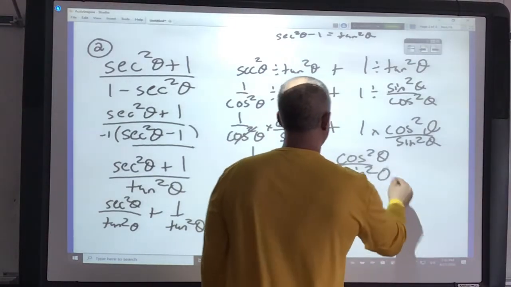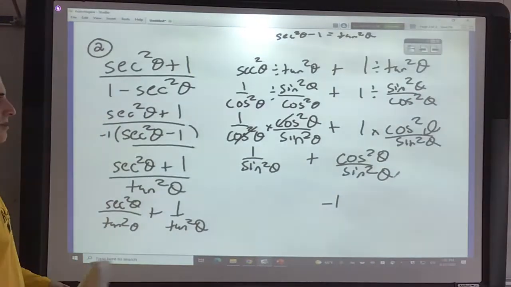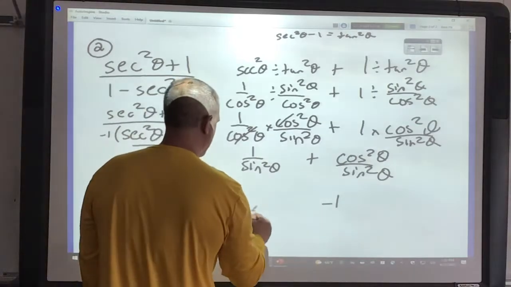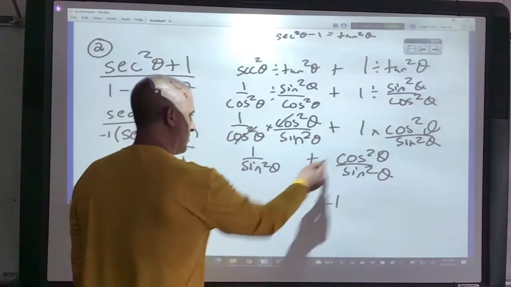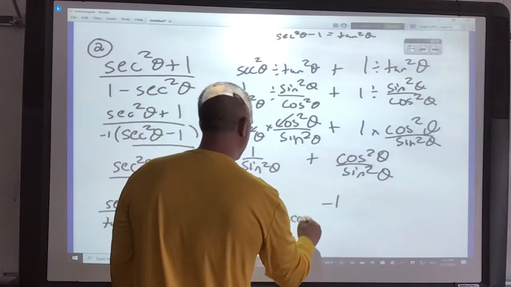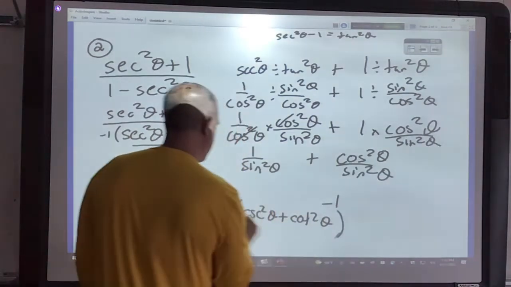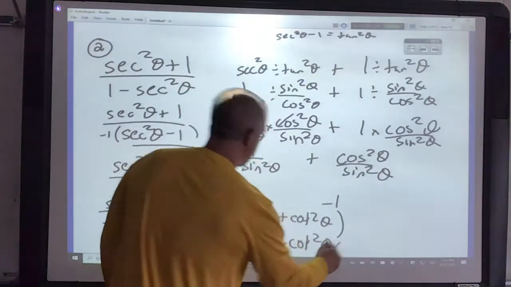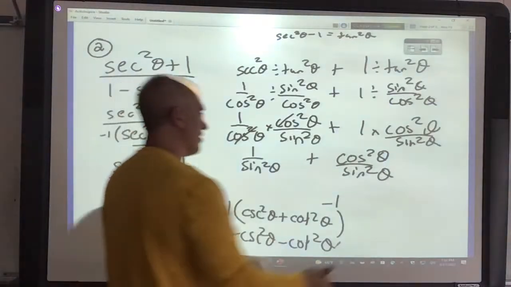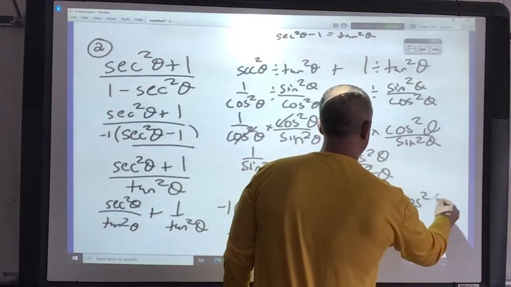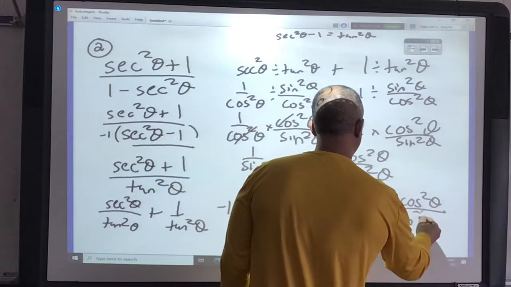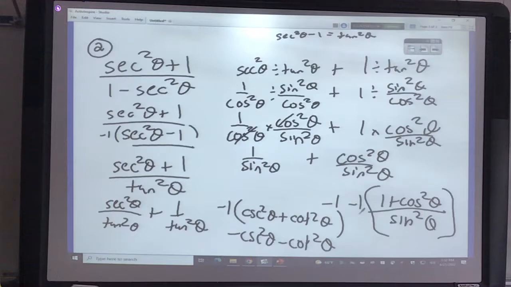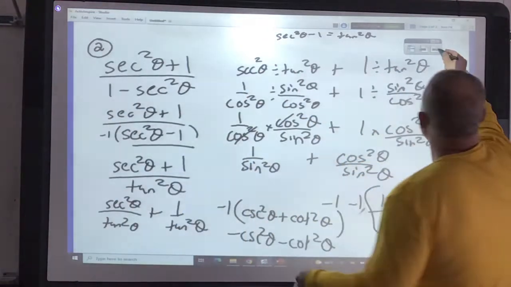Now, there are 2 ways you could do this answer. You could say flat out that is cosecant squared theta, plus cotangent squared theta, and multiply it by -1, which would give me negative cosecant squared minus cotangent squared. If you wanted to combine like terms, that would be 1 plus cosine squared over sine squared theta, and I would multiply that by -1. Either answer would be acceptable.